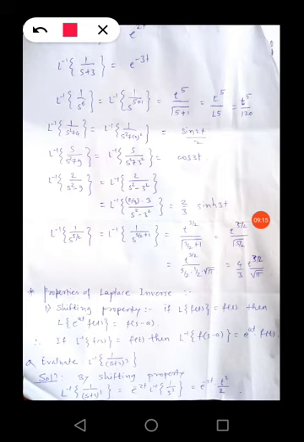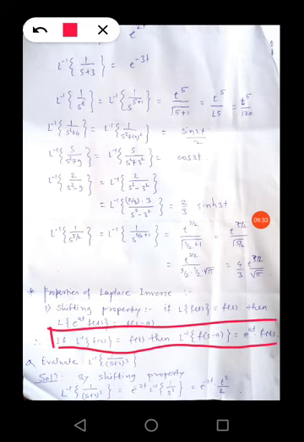Okay. So similarly, Laplace inverse of f'(s) is equal to t times f(t), and Laplace inverse of f(s minus a) is equal to e raised to at into f(t). So a similar kind of property is here. We have this property to be used in the near future examples.